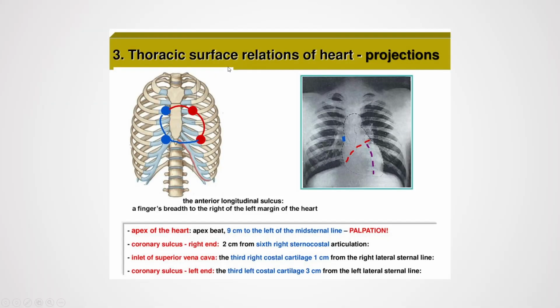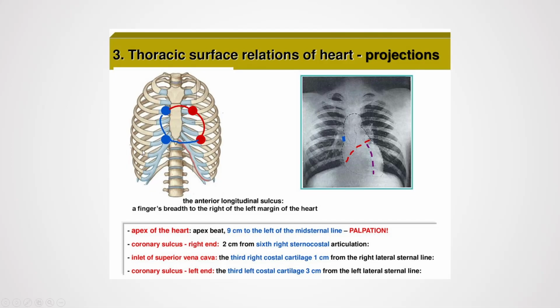The thorax surface relation of the heart, the projection. Here we have it on the X-ray, the heart projection, and here on the skeletotopy. So the apex of the heart, the apex beat, is here, 9 centimeters to the left of the mid-sternal line. This is the palpation point.